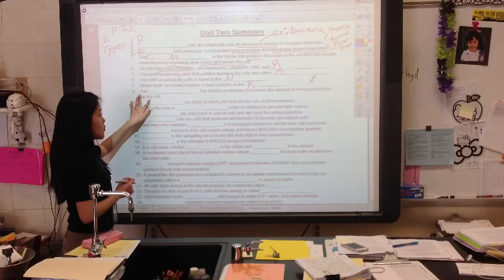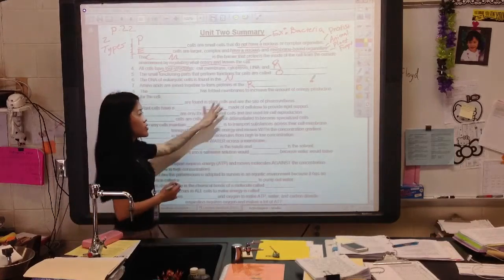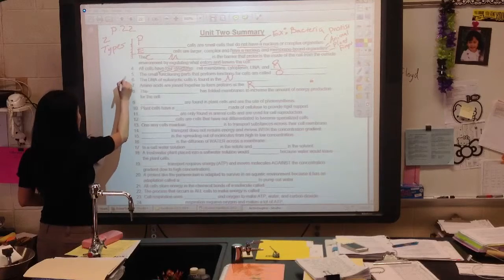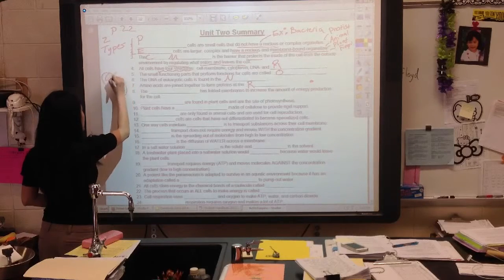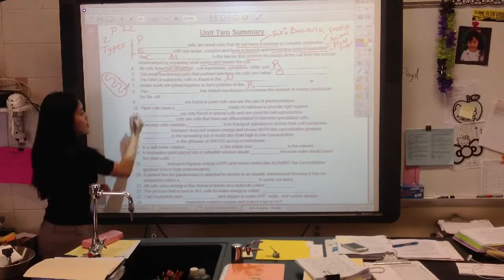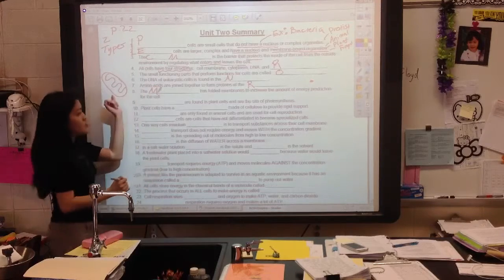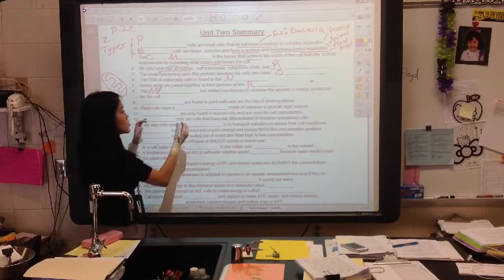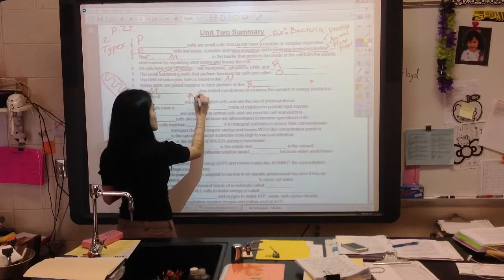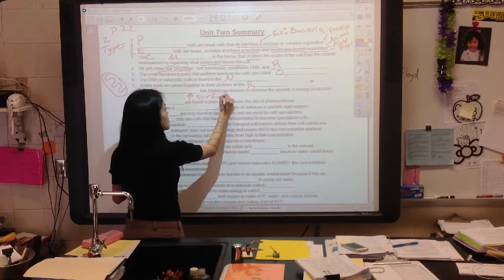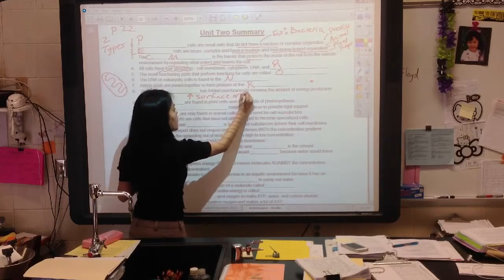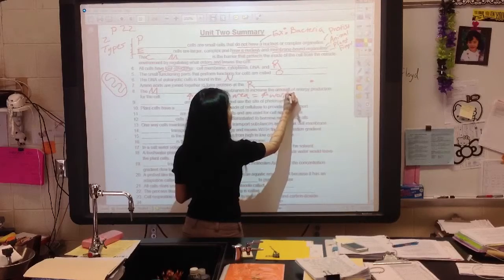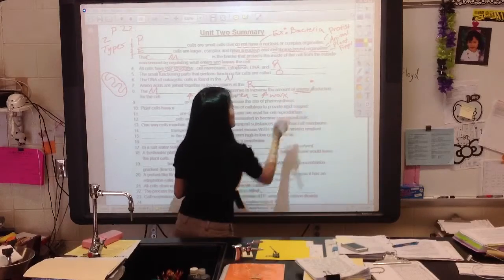Number 8, the blank has folded membranes to increase the amount of energy production for the cell. This structure looks like a bean with folds inside of it. It starts with an M. You do have to know that it's folded. You do have to know the name of the structure. And you should also know that increased surface area is going to increase the amount of work that this cell can do, which is making energy.